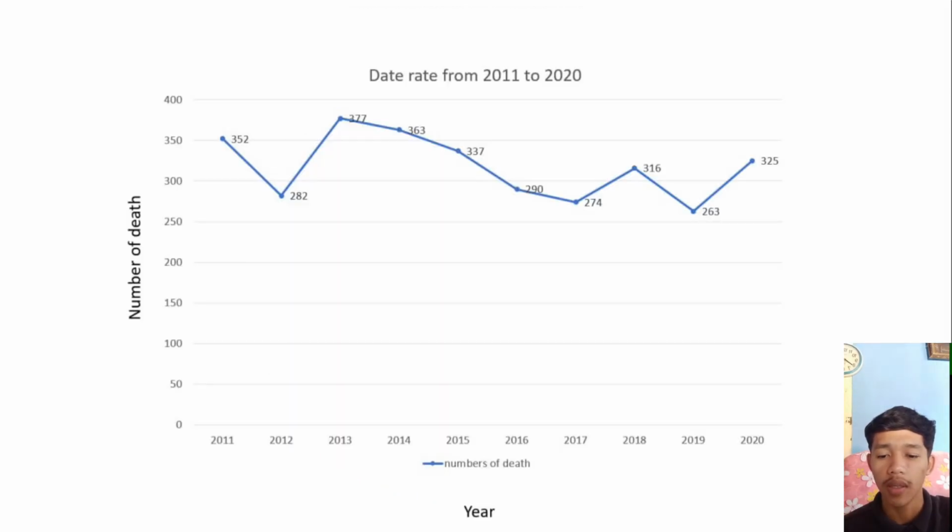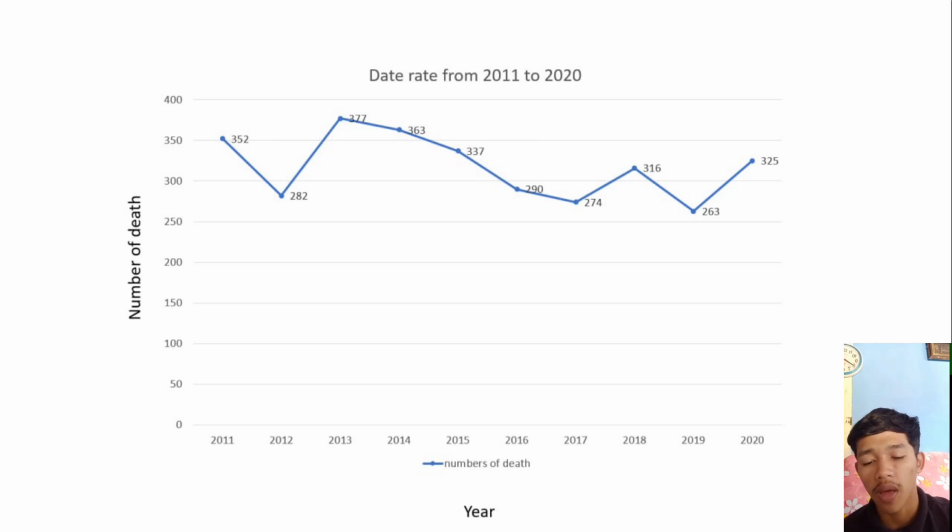The second graph is a line graph. The topic of the line graph is the death rate from 2011 to 2020. The death rate in 2011 was 352, decreased to 282 in 2012. It is because the government takes legal action against anyone who pollutes the river.